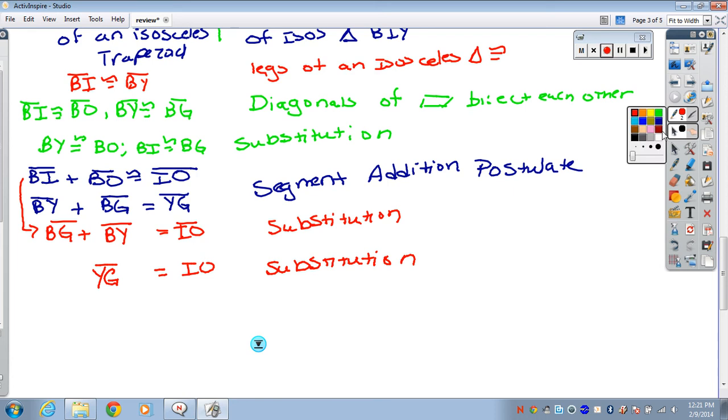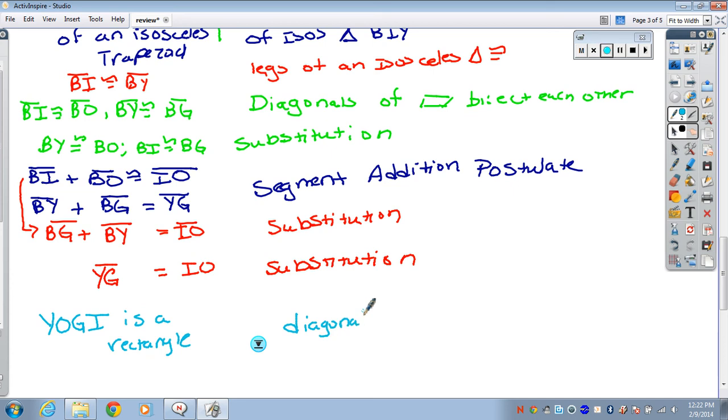Therefore, YOGI is a rectangle because diagonals bisect each other and they are congruent.